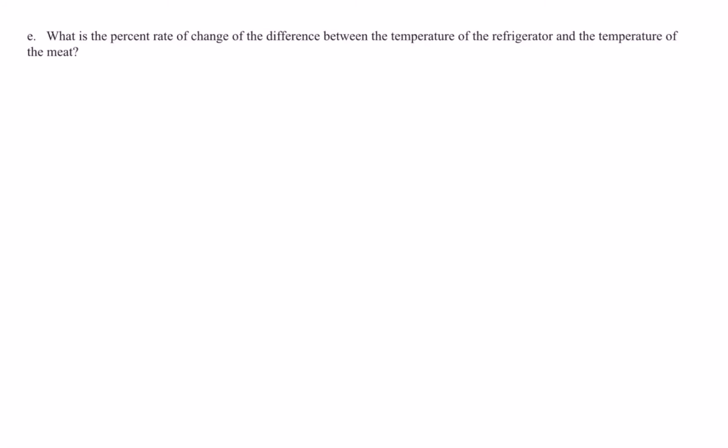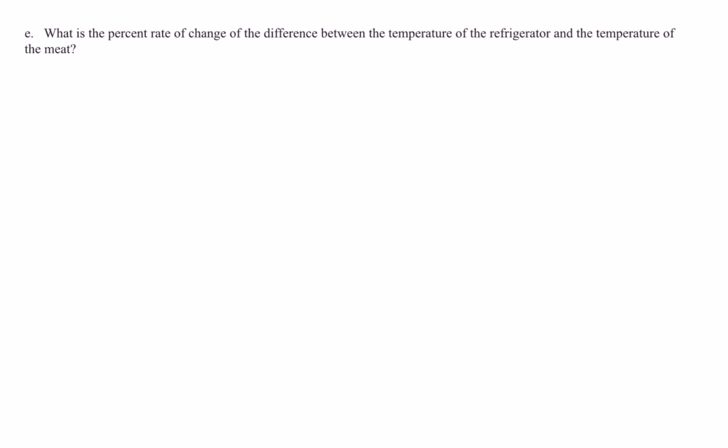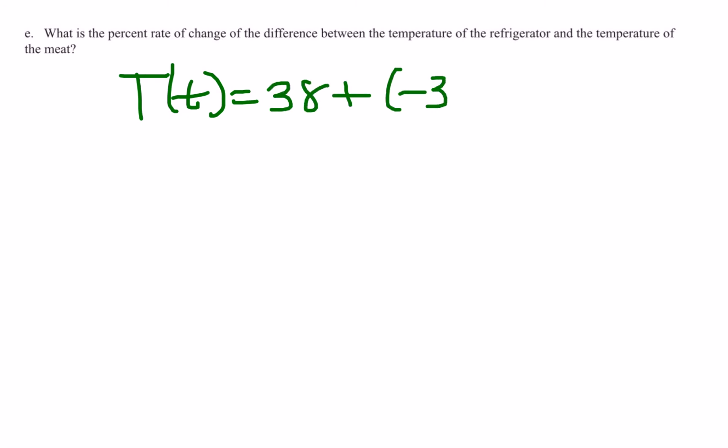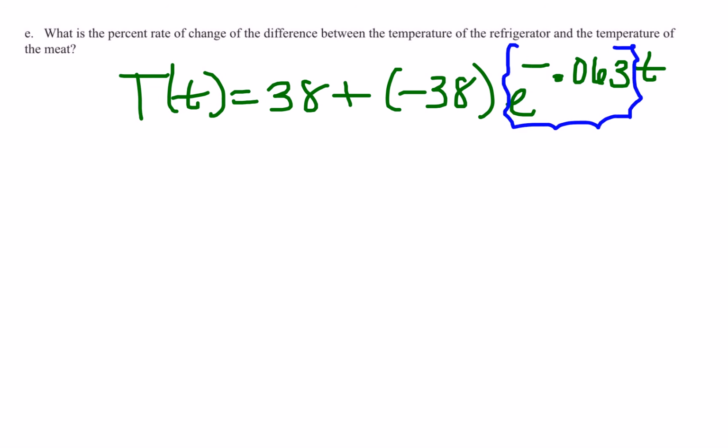Okay, so they're looking for the percent rate of change. Now, your formula that you have for this specific scenario is T of t equals 38 plus negative 38 e to the negative 0.063 t. Now, the rate of change all has to do with your decay constant and the base. And in that case, that is this right here. That is technically 1 plus r. And if you think about y equals a b to the x, it kind of symbolizes the same format, but that is 1 plus r.